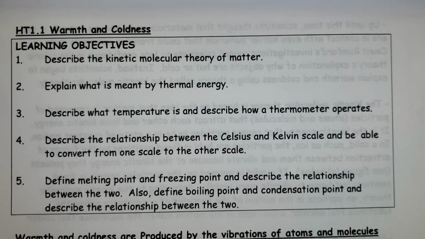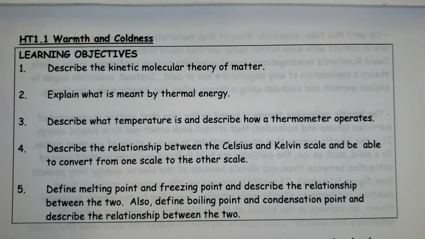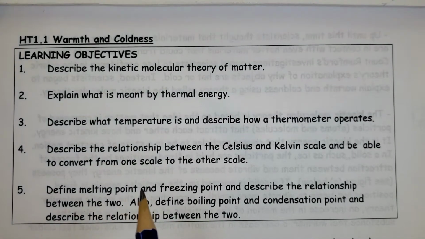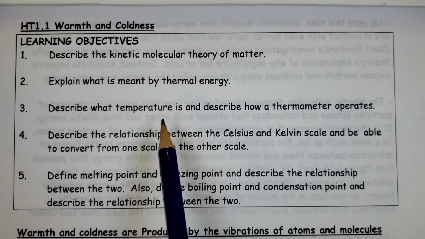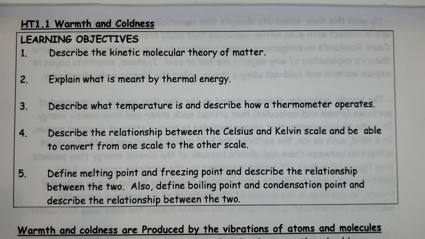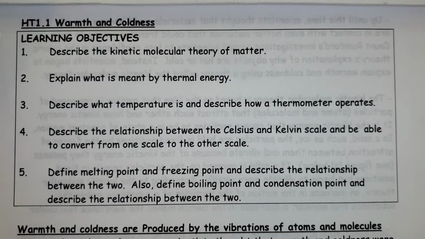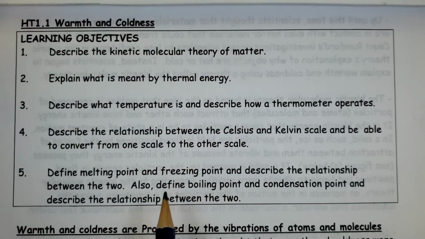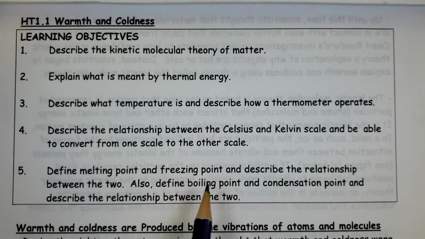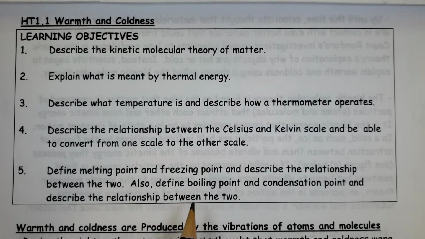This is the beginning of the HT unit on heat, and this section deals with HT1.1, warmth and coldness. So here we'll be looking at describing the kinetic molecular theory of matter, explaining what is meant by thermal energy, describing what temperature is, and describing how a thermometer operates, describing the relationship between Celsius and Kelvin scale and being able to convert from one scale to another, defining melting point, freezing point, describing the relationship between the two, and also defining boiling point, condensation point, and describing the relationship between those two.